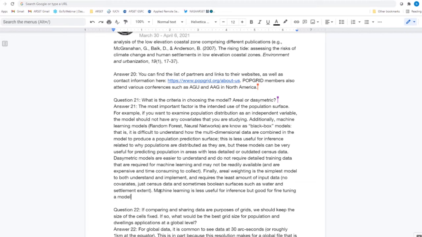So, areal is the simplest model and requires the fewest inputs. You can get away with just census data, or you could add barriers like settlement extent and water or permanent ice, which is the approach we take in GPW, where it's just water, permanent ice, and census data. Then with dasymetric, one of the advantages is you don't need to train a model. You're building a model based on weights and assumptions. While machine learning approaches require training data, that is, ground truth validation data, which can be costly in terms of time and funds to acquire and use.